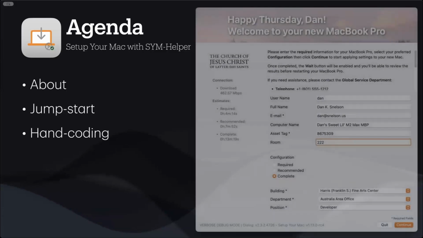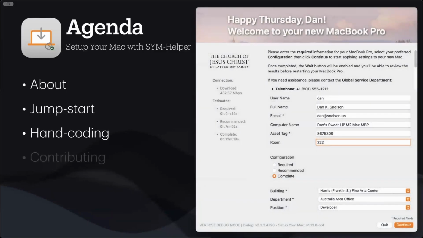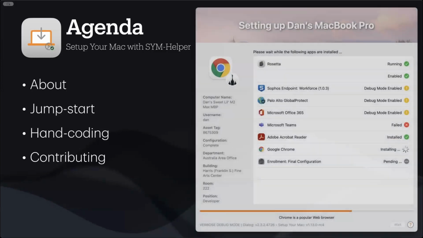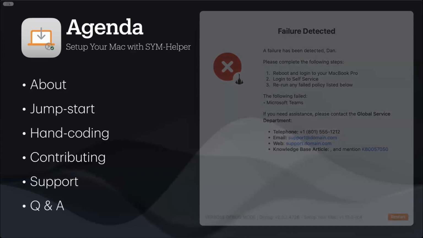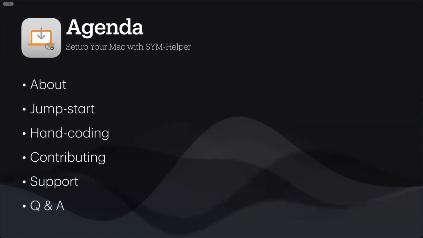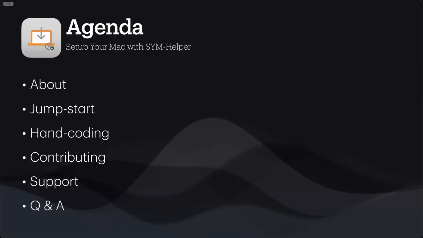We'll spend the bulk of our time together demonstrating how Set Up Your Mac Helper can jumpstart your user's onboarding experience. I'll then highlight areas where you should expect to hand code to apply your organization's specific racing stripes. We'll finish up with how you can contribute, where you can find support, and I'll try to answer any questions.